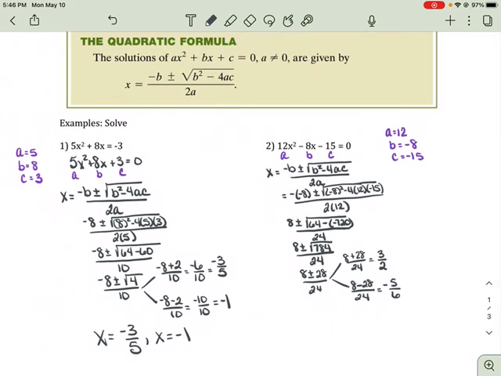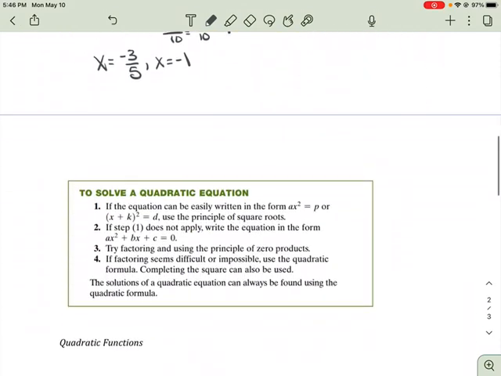Okay. All right, so we should be pretty comfortable with this quadratic formula. Here's kind of like our summary to solve a quadratic equation. If the equation can be written in the form ax squared equals p, or ax plus k quantity squared equals d, where p and d are just numbers, use the principle of square roots. If it doesn't, write the equation in ax squared plus bx plus c form. Try factoring and the principle of zero products.